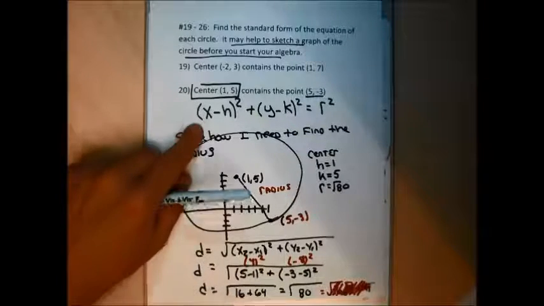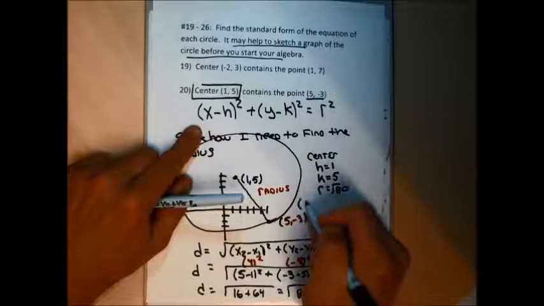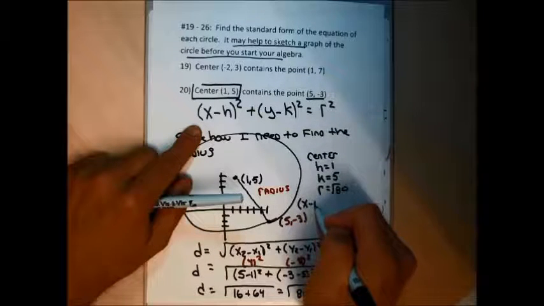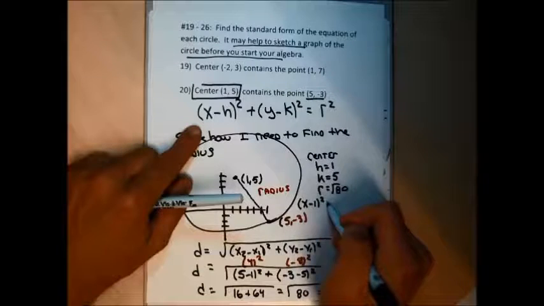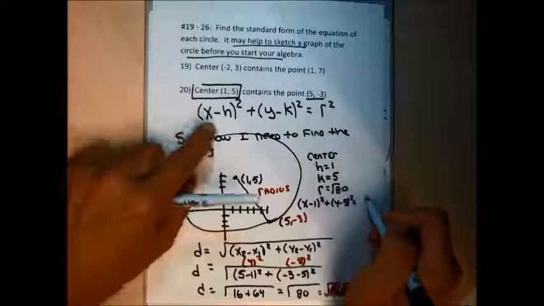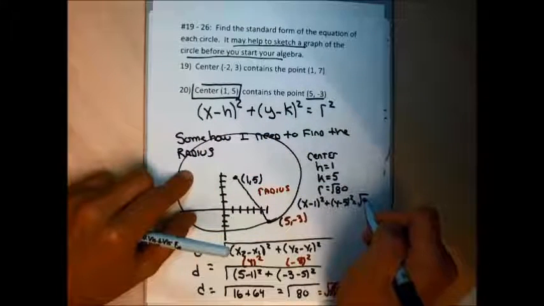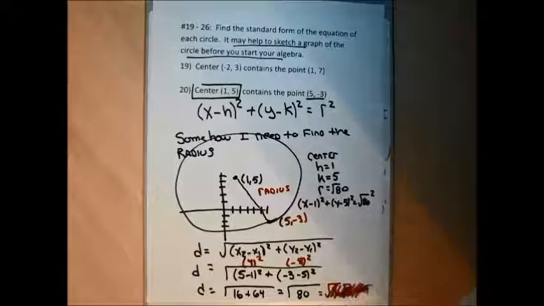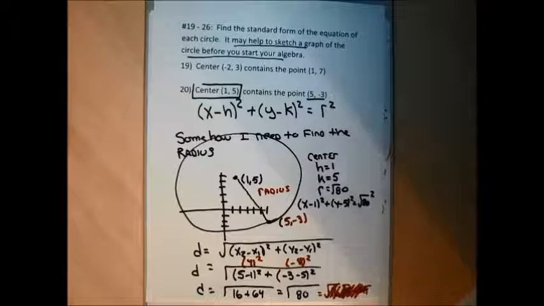Now I'm going to plug those numbers into this formula, and my equation is going to be x minus 1 squared plus y minus 5 squared equals r squared, which is the square root of 80 squared. The beautiful thing about the right-hand side, when you square a square root, it cancels out the square root symbol.